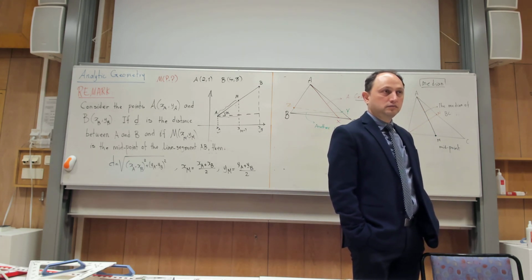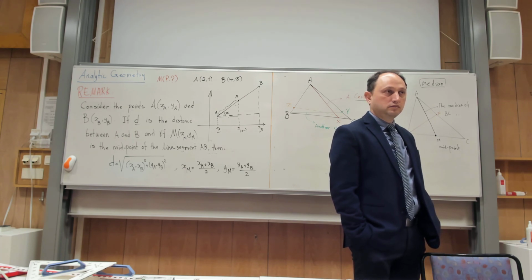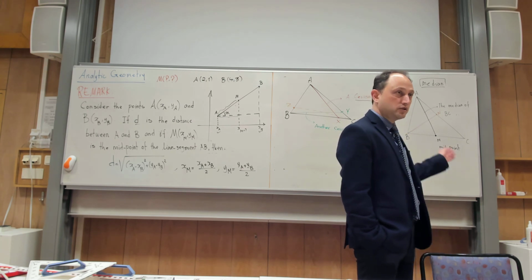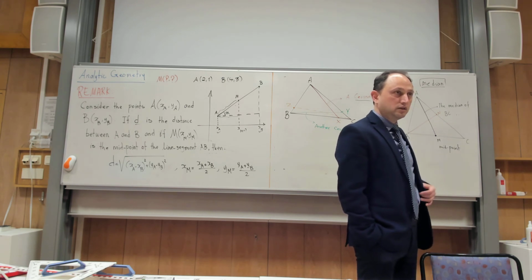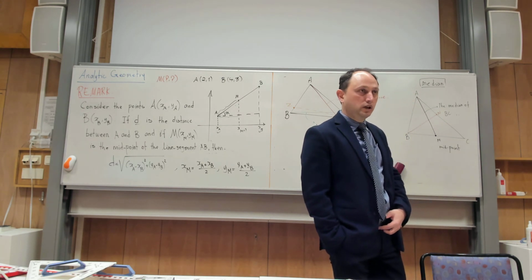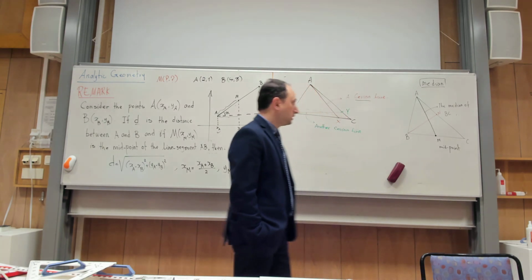So when you're talking about medians, are you always talking about bisections of a triangle? Yes, yes. The median in the context of geometry is this line. It has to be a triangle? Yes, only a triangle. Yes, okay.